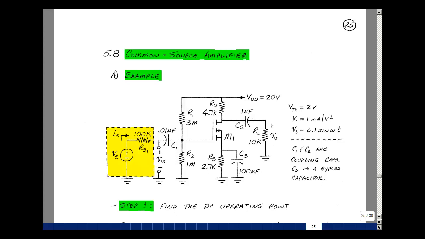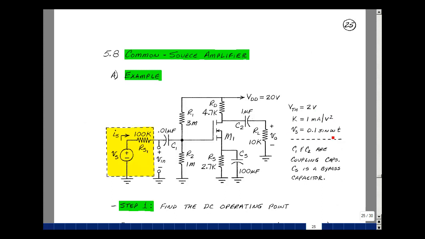This lesson deals with a common source amplifier. You can find these notes in the ECE302 ebook in Chapter 5, starting on page 25. What's shown here is a schematic for a common source amplifier using a MOSFET transistor, where for the transistor the threshold voltage is 2 volts, K is 1 milliamp per volt squared, and my input voltage source is 100 millivolts sine of omega t.